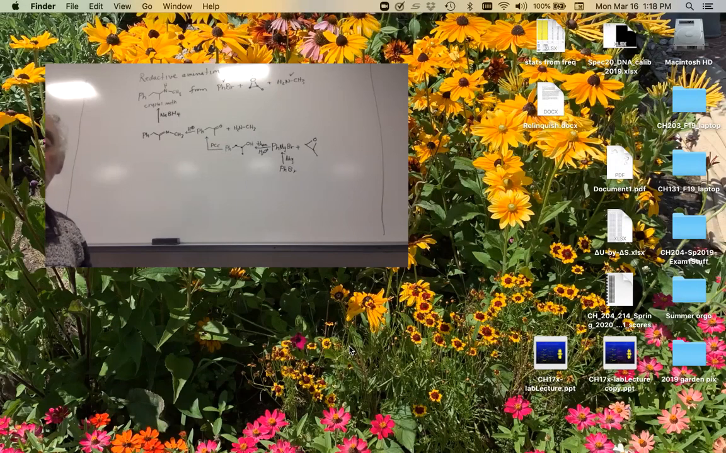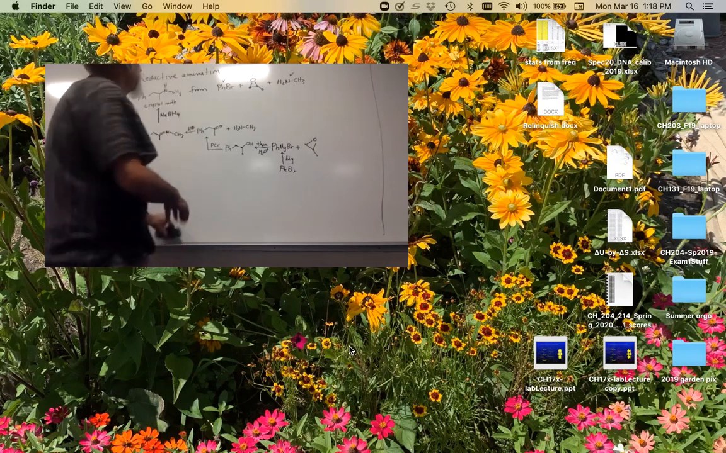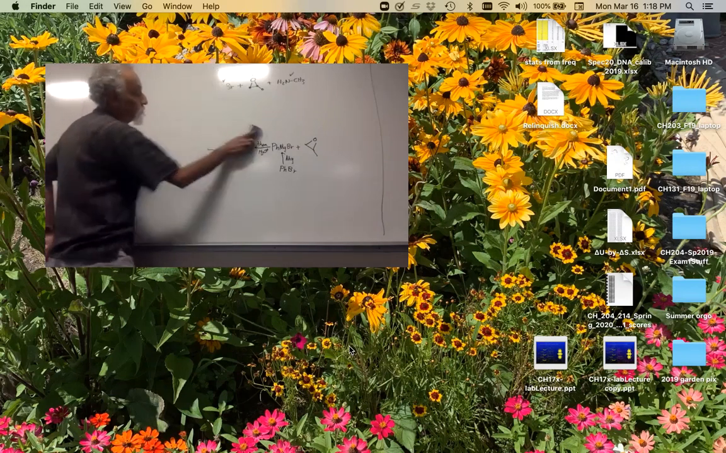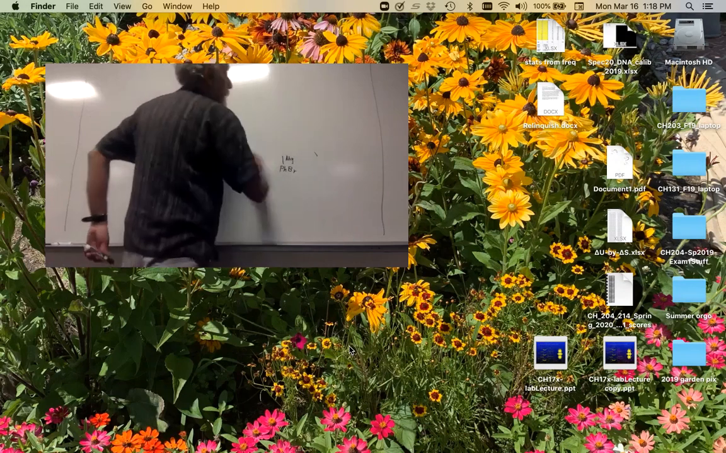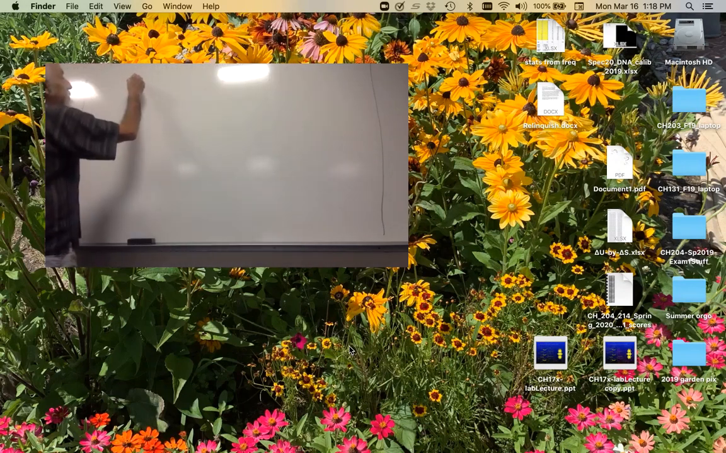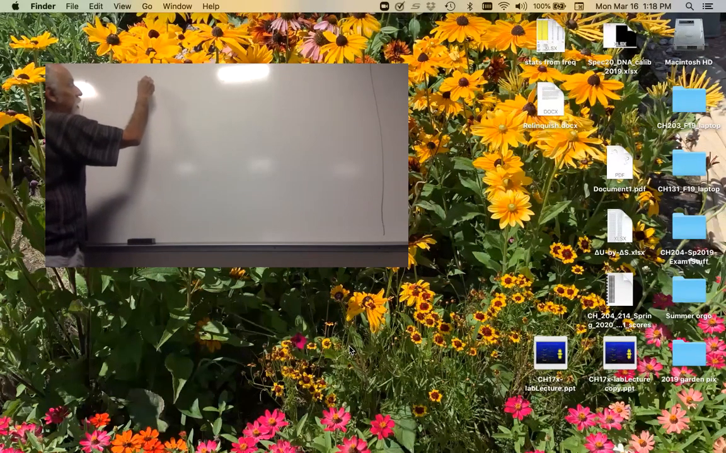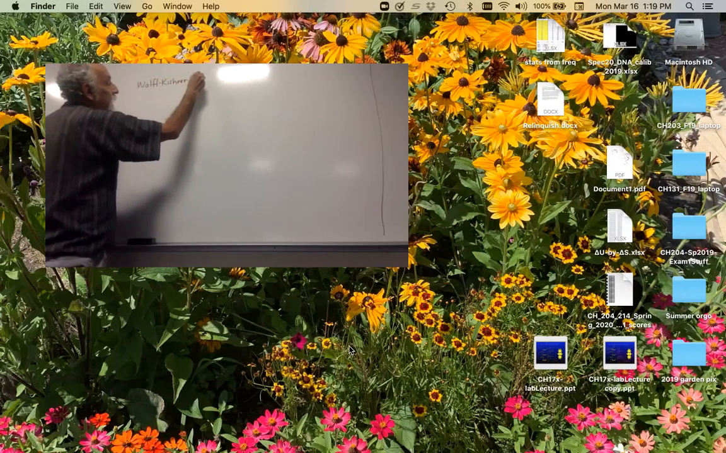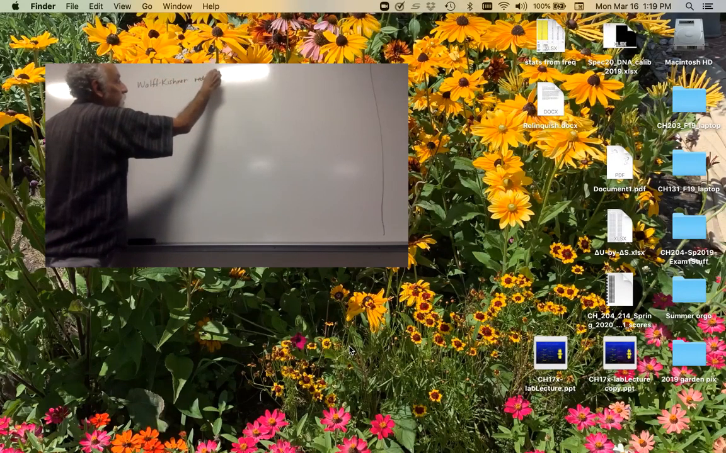Talk about another reaction of aldehydes and ketones with amines. This is the Wolff Kishner reduction. The Wolff Kishner reduction.